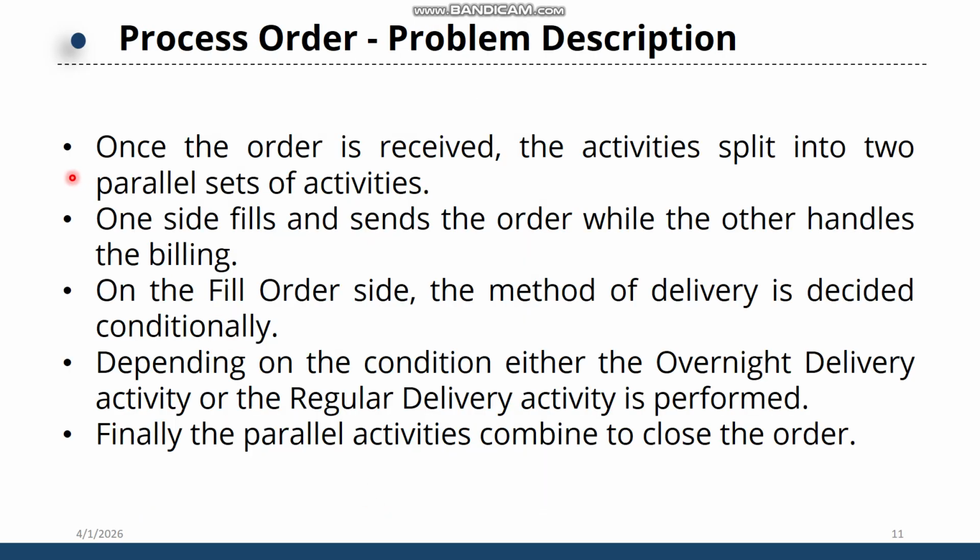So once the order is received, the activity is split into 2 parallel set of activities. One side fills and sends the order while the other is handling billing. So remember, fork means 2 activities are happening concurrently. On the fill order side, the method of delivery is decided conditionally. Depending on the condition, either the overnight delivery or urgent delivery or the regular delivery activity is performed. Finally, the parallel activities are then combined to close the order.